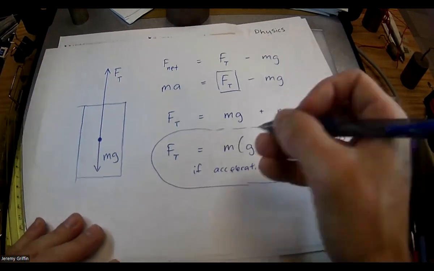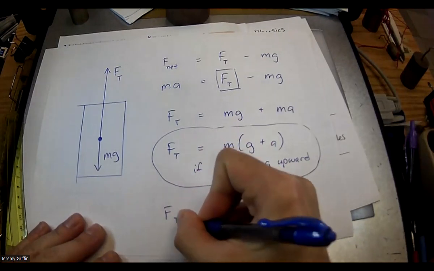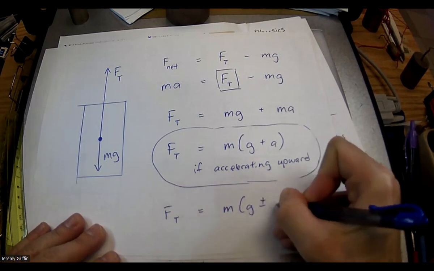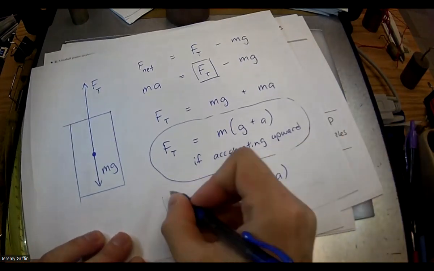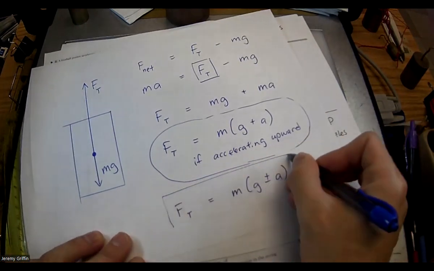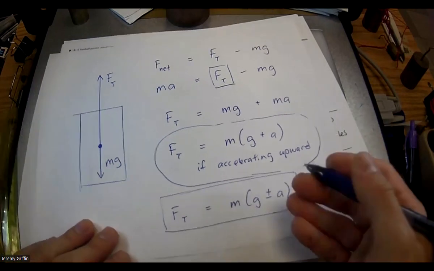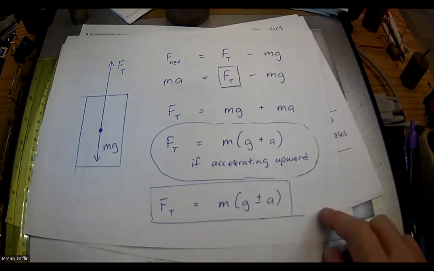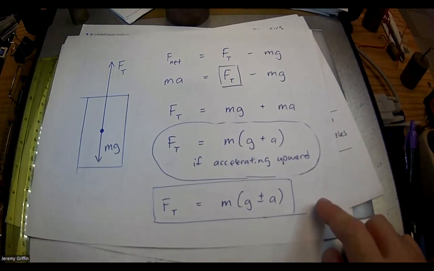So more generally, I'll say the tension force in an elevator cable is equal to m times g plus or minus a. This is one of those expressions that's good to have in your back pocket because this is going to come up a few times later in the semester. You'll see this every once in a while on FRQs, sometimes some multiple choice questions. This is a handy formula to have.